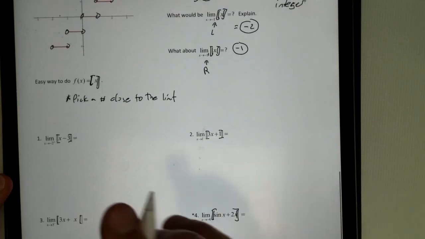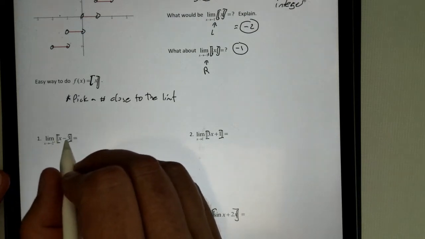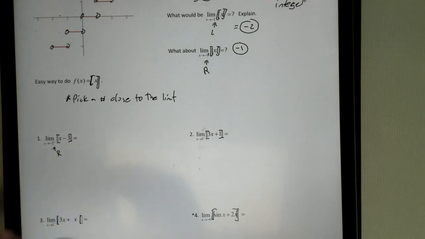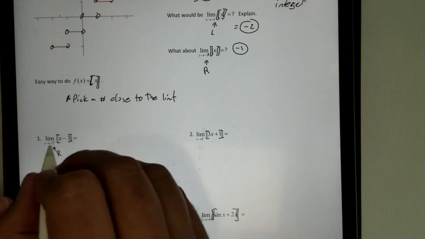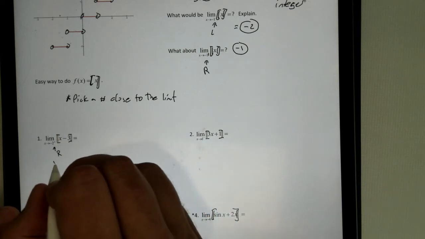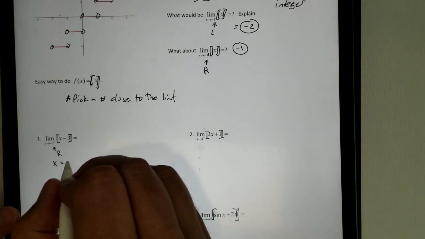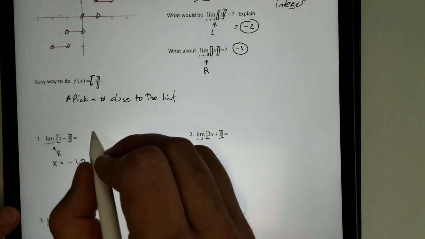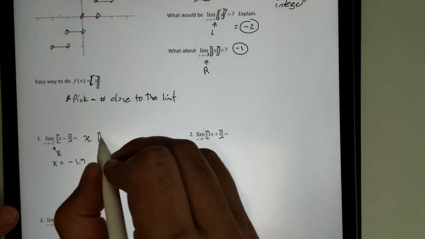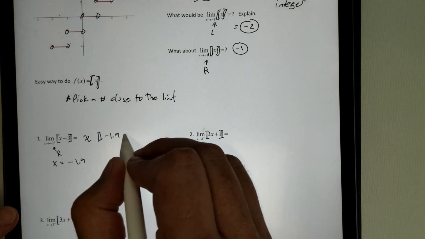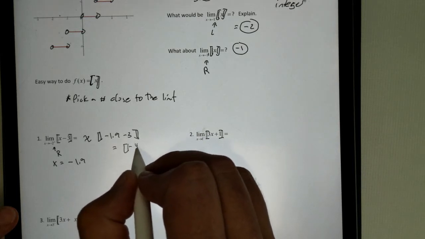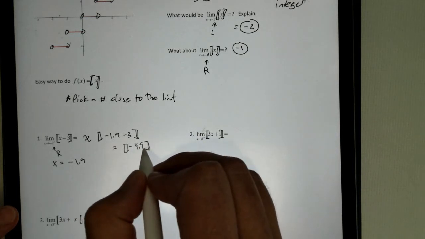Let's take a look at number 1 right here. We have the greatest integer function of x minus 3, and we're approaching -2 from the right side. So give me a number close to -2, but on the right side of it. I can let x equal -1.9 and substitute that in. -1.9 minus 3 becomes -4.9. So what's the greatest integer of -4.9?